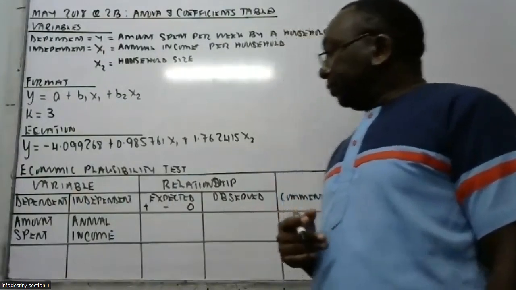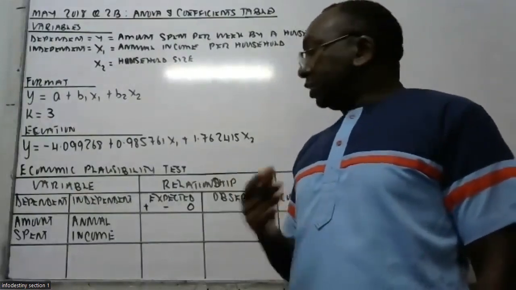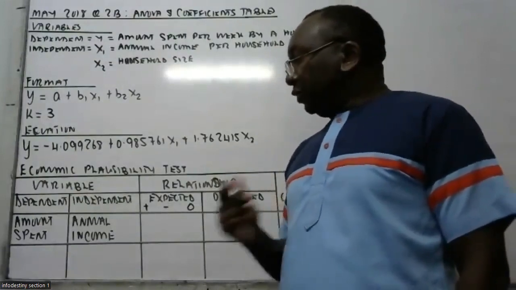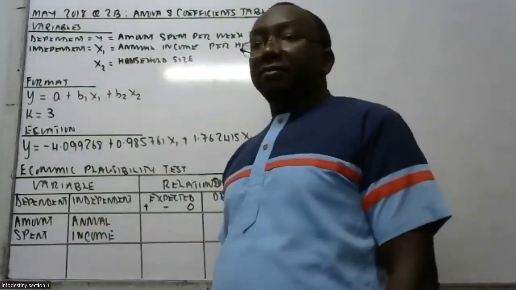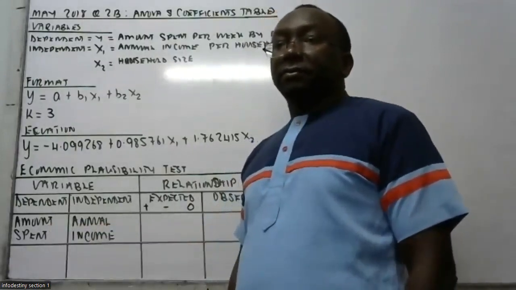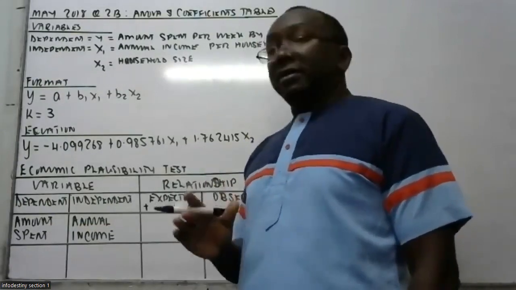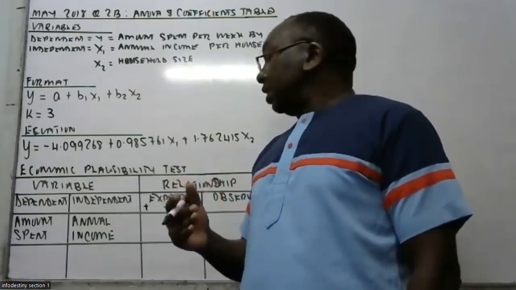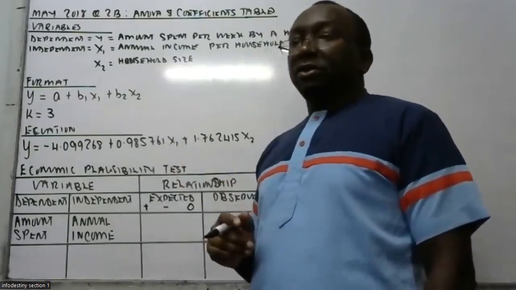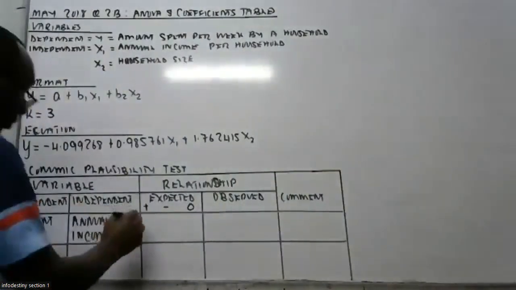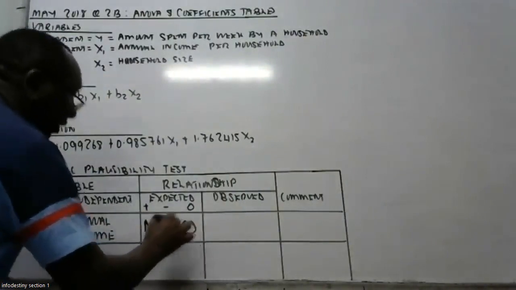Now, I want you to tell me, what kind of relationship would you generally expect, or even in your personal life, exists between the amount of money you spend on entertainment and the amount of income you have? Positive. The more income you have, the higher the chances. Not a must. That's why you're saying the higher the chances. The more money you have as income, the more you are likely to spend. So that is a direct relationship. So we call it direct, meaning it is positive.